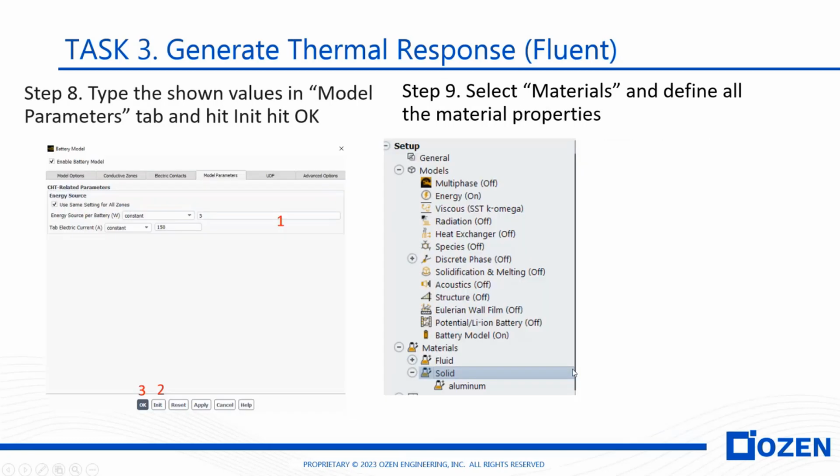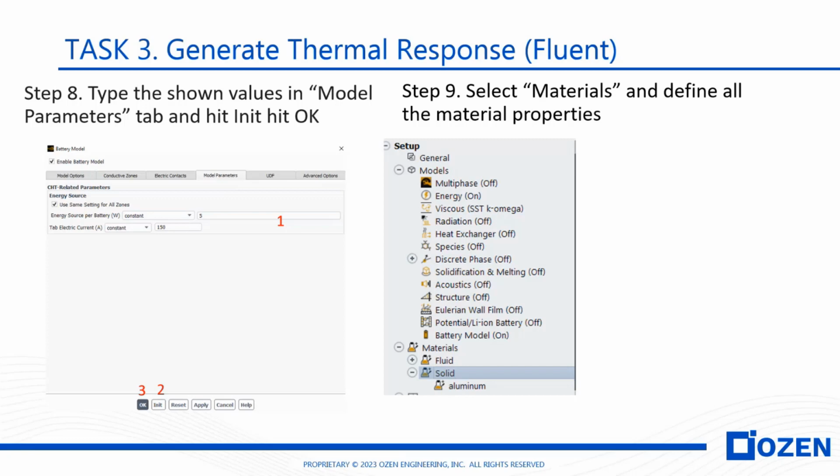and then move on to the fourth tab, which is the model parameters. We're just going to say our batteries are 5 watts per battery. Then we define our current, and we hit OK. That essentially closes the battery model. It did the basic setup for the battery model.